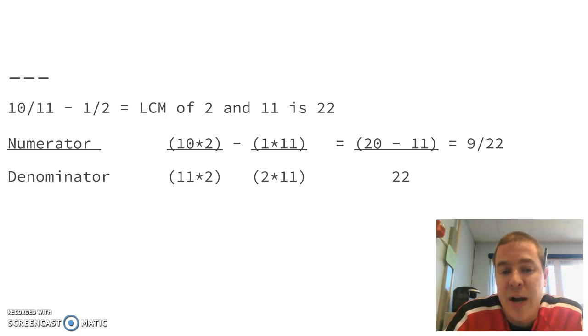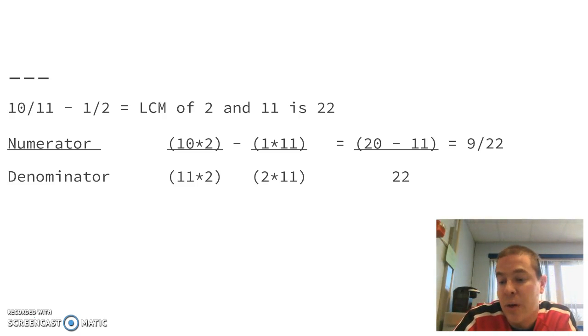So looking at the first fraction, 10 over 11, I need to convert the denominator to 22. So what times 11 is going to give me 22? Well, it's 2. So 2 times 11 on the bottom is 22. Since I multiplied by 2 on the bottom, I need to multiply by 2 on the top. 10 times 2 is 20. So my 10 over 11 turned into 20 over 22.